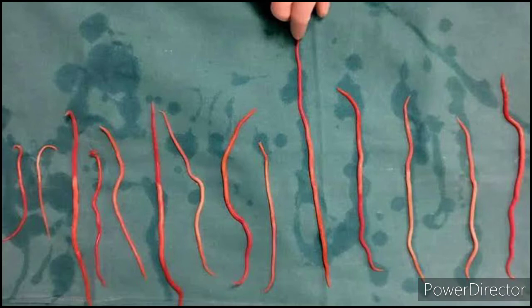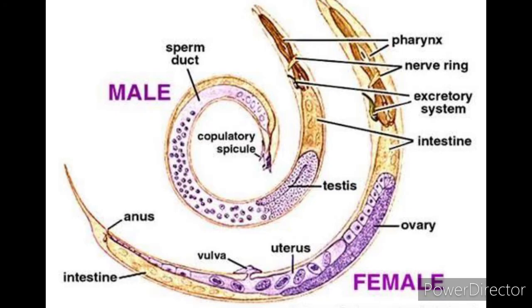The posterior end of the female Ascaris lumbricoides is straight and spicules and papillae are absent. On the other hand, the posterior end of male Ascaris lumbricoides is curved and has two spicules and has many forms of papillae.